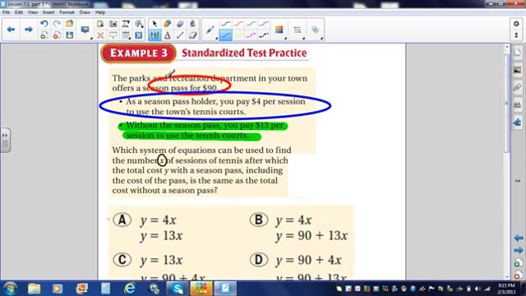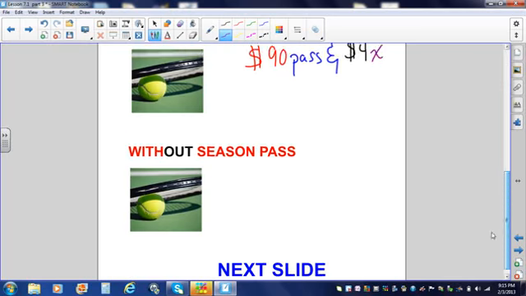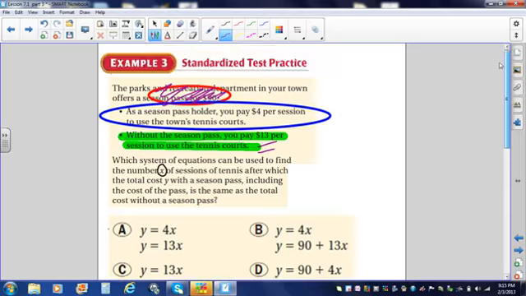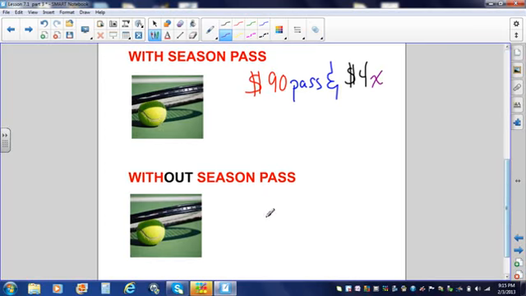Now, if you decide not to go with the pass, then you pay $13 per time. So if you would, please write on your paper without season pass. Without the season pass, it is $13 per session. So we're going to write without season pass, it would be $13, and we're going to let X represent per session.